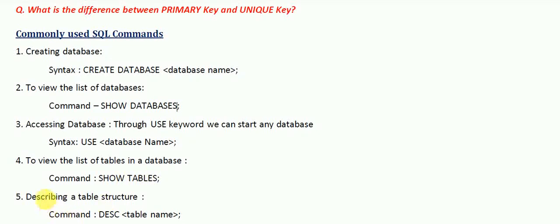The next one is describing a table structure. Means if you want to see the structure of the table, means how many columns are there, what are the data types, what are the constraints, then you can use the describe command to see the structure of the table.